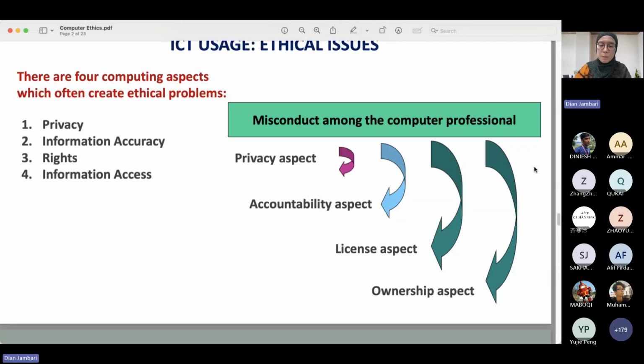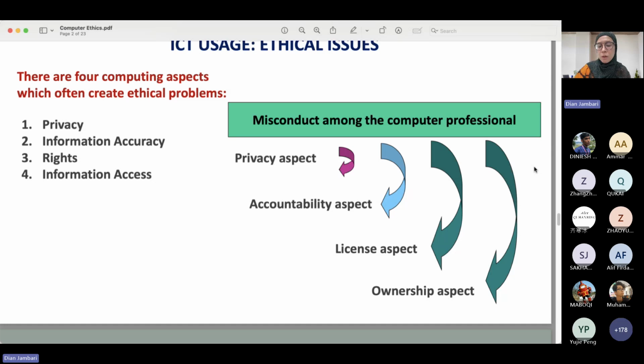Okay, so as computer professionals, we can face misconduct, which means we can potentially become computer professionals who have been faced with unethical situations in these four main problems: privacy, accountability, which is the rights, privacy, which entails privacy of the information and accuracy of the information, and then accountability, license, and ownership aspects. These are related to information accuracy, rights, and also information access.